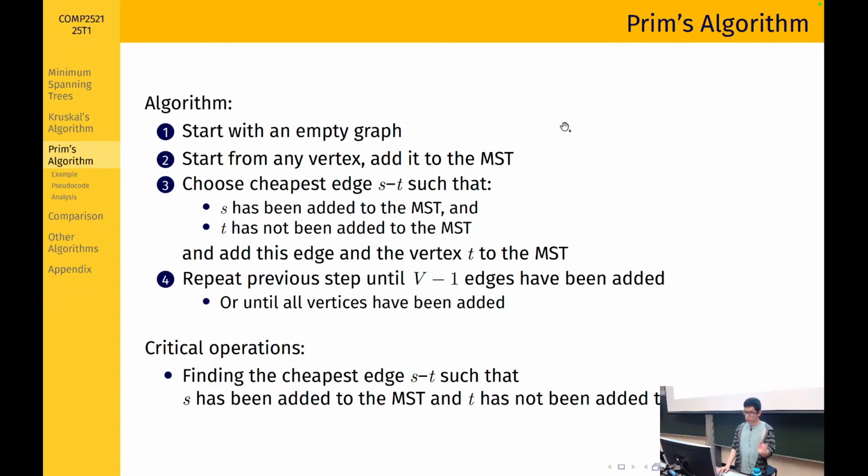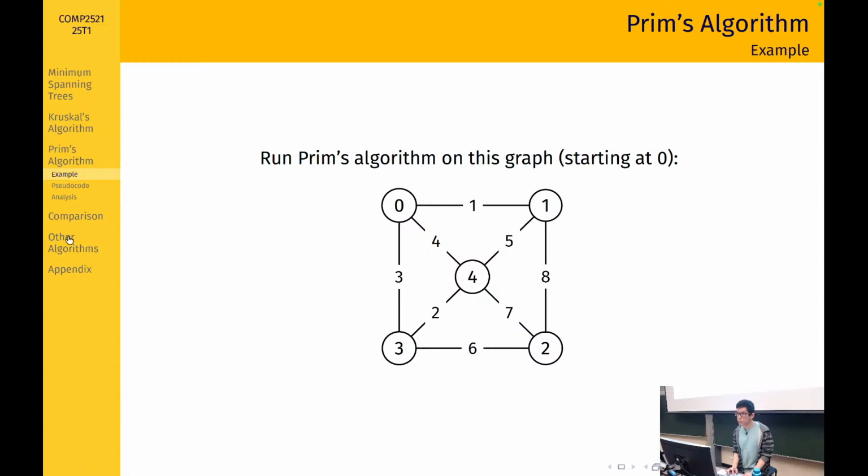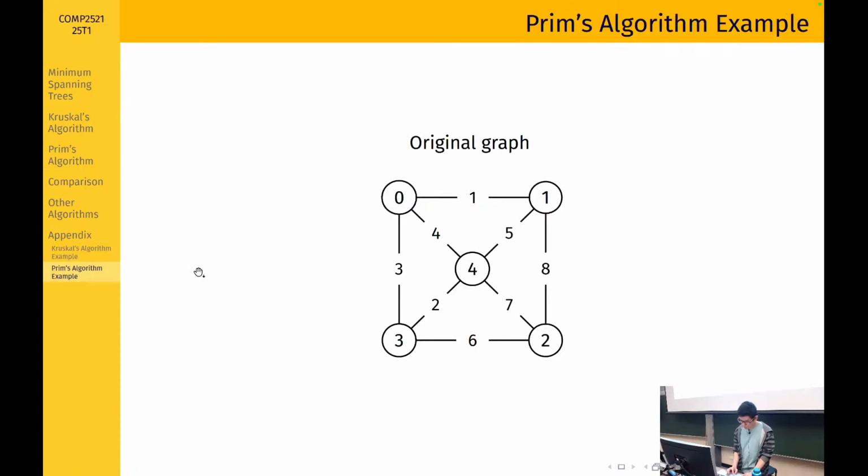So to clarify that, let's look at an example. Here's our graph, and suppose we choose to start at vertex 0. We'll see that the order in which we add edges here is not going to be the same as Kruskal's algorithm, because we're following a different algorithm. The first edge that we add here is going to be 0, 1. So it's the same as Kruskal's algorithm, but it'll soon be different.